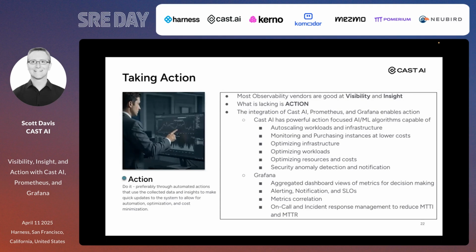Most observability vendors are very good at visibility, so instrumentation of your application and your environment, and they're good at insight, drawing out what that data means. A lot of observability vendors are not good at the action part. So Grafana does a great job of notifying you, maybe taking action on the incident and so on. Cast AI actually wants to do that work for you, because nobody wants to manage 100,000 containers in their environment. It just gets way too much for humans to process, right? So we have the AI/ML algorithms built in there to take that toil off of you, to manage that, and to scale up and scale down efficiently at the most cost-effective measures.